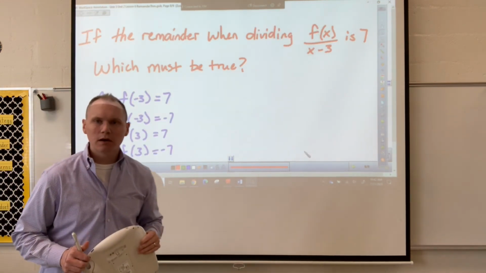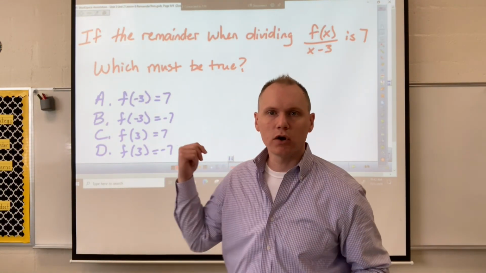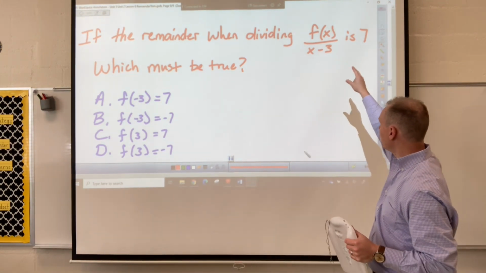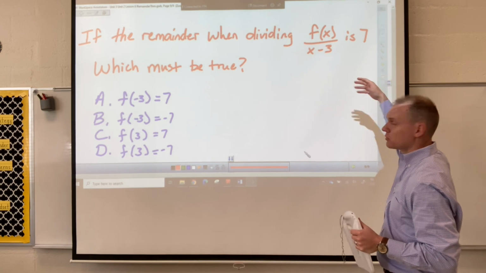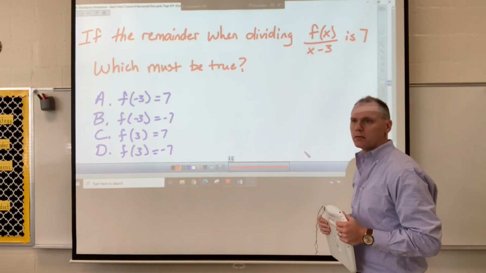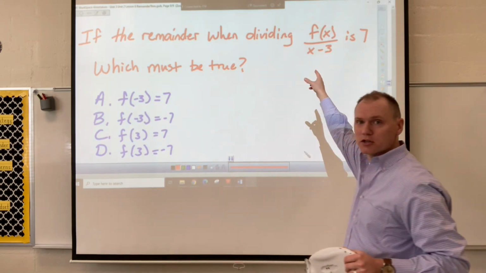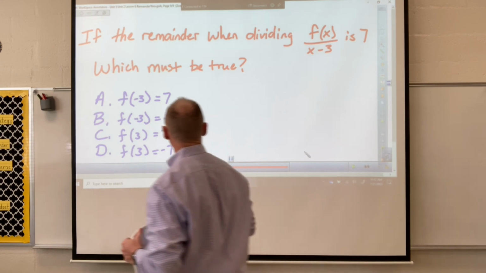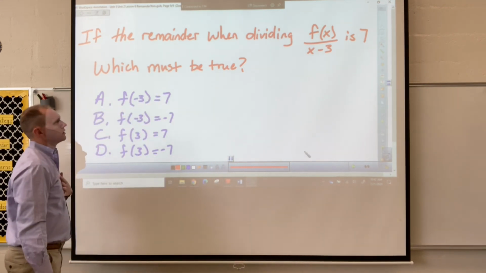You might see a question like this on the test. It says, if the remainder when dividing f of x by x minus 3 is 7, so we know the remainder, which must be true? We don't even know the function involved here, f of x. We don't know the dividend. But we know something must be true.